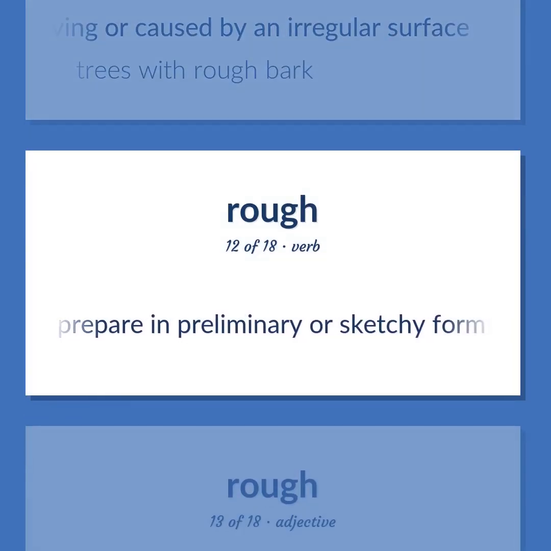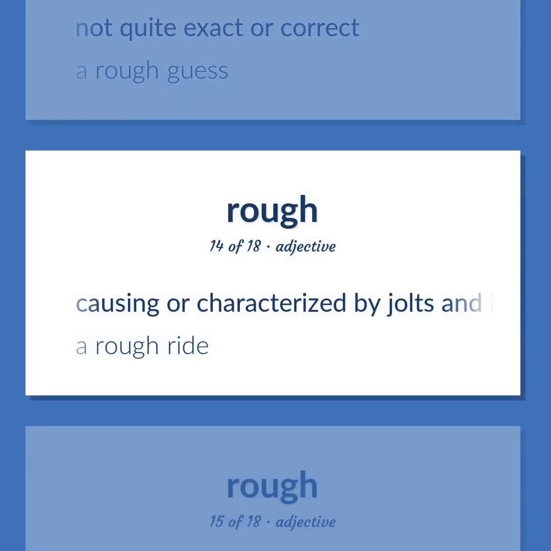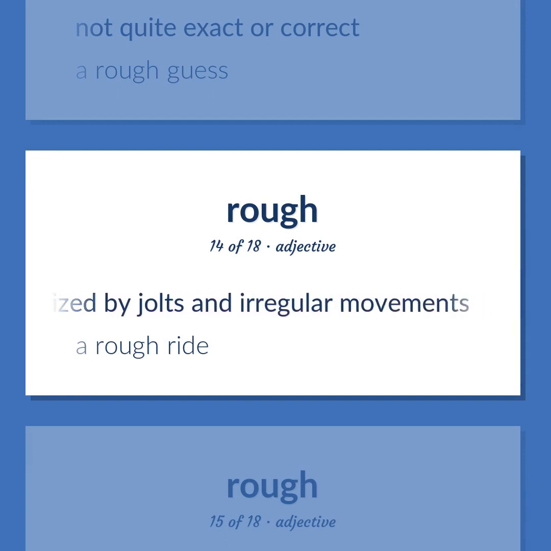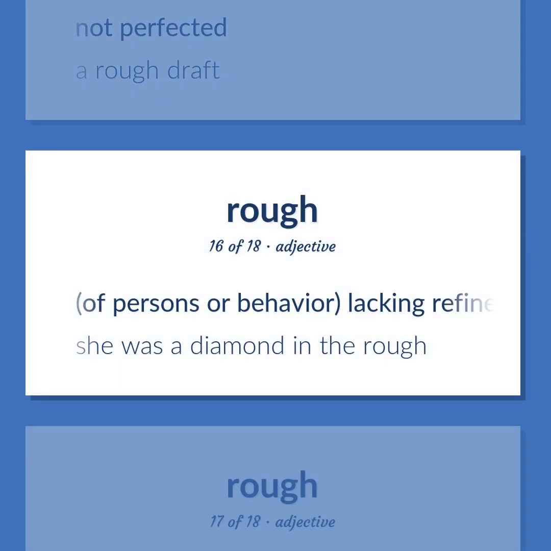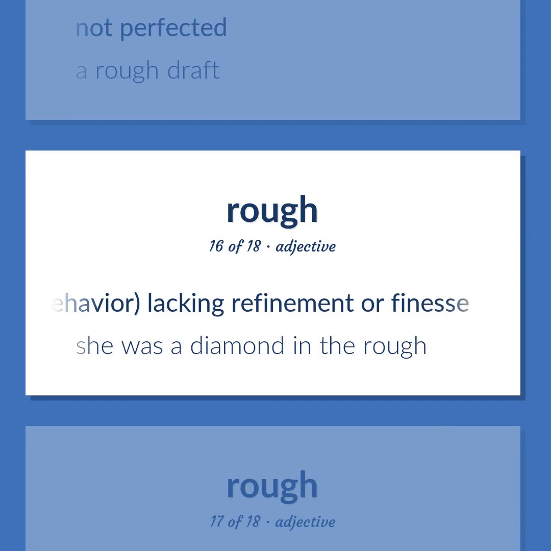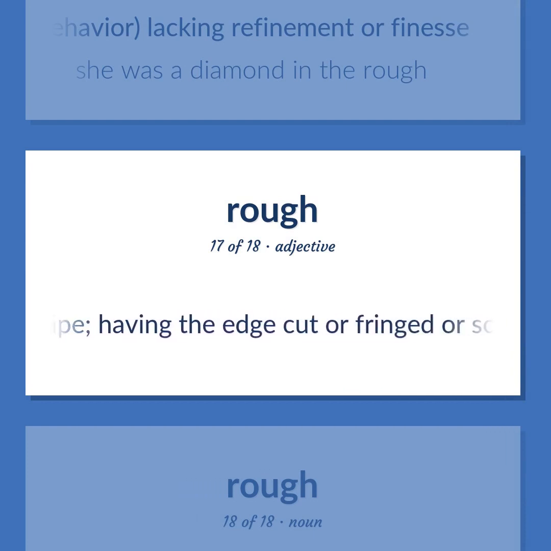Prepare in preliminary or sketchy form. Not quite exact or correct. A rough guess. Causing or characterized by jolts and irregular movements. A rough ride. Not perfected. A rough draft. Of persons or behavior, lacking refinement or finesse. She was a diamond in the rough. Of the margin of a leaf shape, having the edge cut or fringed or scalloped.